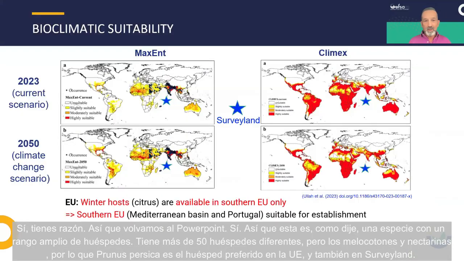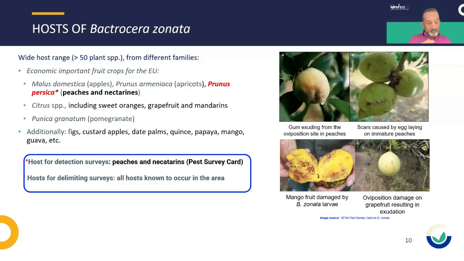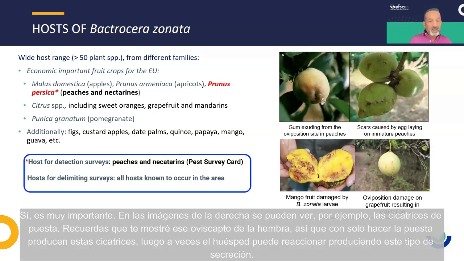So we will go back to the PowerPoint. So this is, as I said, a species with a wide host range. It has more than 50 different hosts, but peaches and nectarines, so Prunus persica, is the preferred host in the EU and also in Surveyland. And so what makes the pest economically important? Yeah, it is very important.